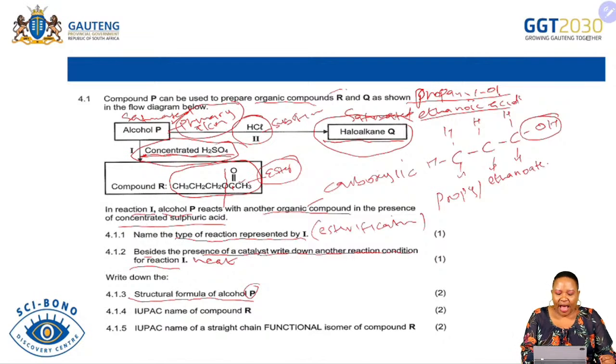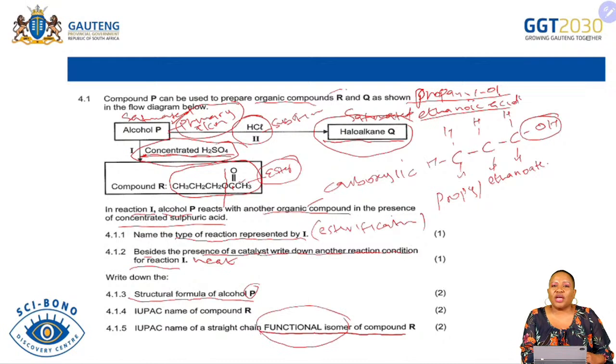And then the IUPAC name of a straight-chain functional isomer. As I said, immediately when they give you a carboxylic acid or an ester, you definitely need to know the functional isomer of that ester, or of that carboxylic acid. In our case here, we are given an ester and they want the functional isomer of this ester, which we know is a carboxylic acid. So it means we are going to have pentanoic acid as our functional isomer.